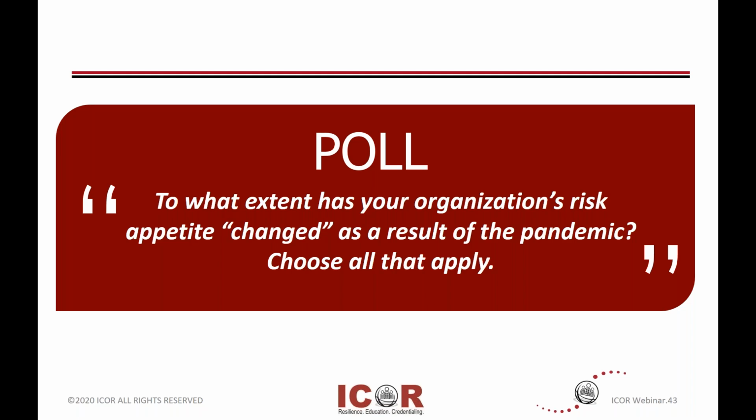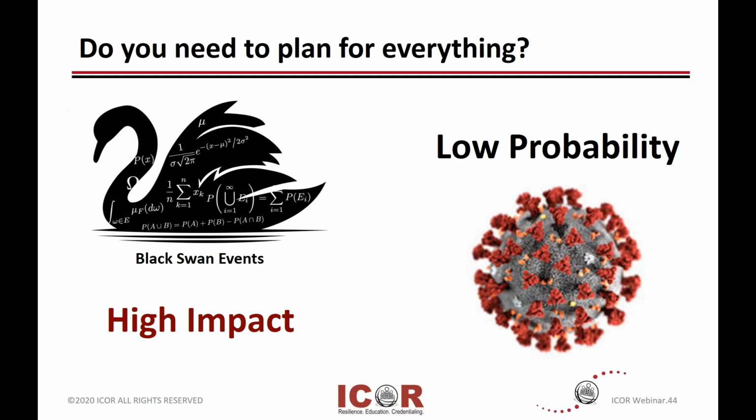I don't even know if it's possible for organizations to ignore it and to do business as usual under these conditions, which really leads us to the question of, do we need to plan for everything? And back to the question that came from the participant, the webinar registrant who asked that question earlier, you often hear people talk about black swan events. These are high impact, low probability events, of which the coronavirus is one.